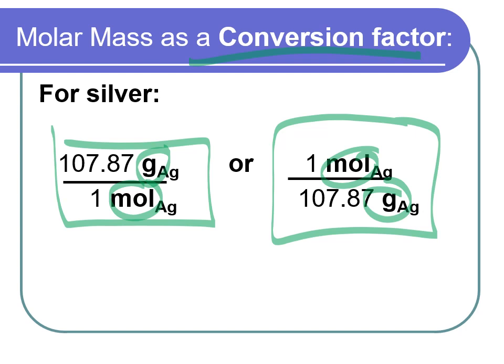So we can use it either way, and it depends on which number we're starting with as to how we'd want to set up our conversion factor. Again, we're always trying to put the unit we want to get rid of on the bottom so it can cancel out. So if we're starting in moles, then we'll put moles on the bottom. If we are starting in grams, then we will put grams on the bottom.